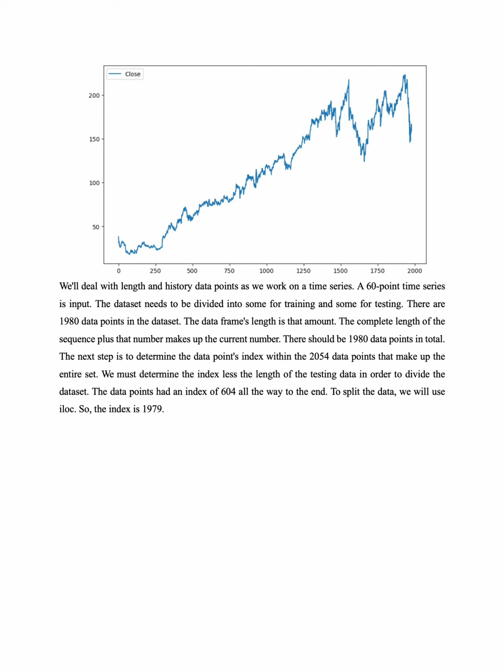This is the graph. The data frame length is that amount. The complete length of the sequence plus the numbers makes up the current number. There should be 1980 data points in total. The next step is to determine the data points index within the 2054 data points to make up the entire set. We must determine the index less the length of the testing data in order to divide the data set. So the data points had an index of 604 all the way to the end. To split the data, we will use iloc here. So the index is 1979.